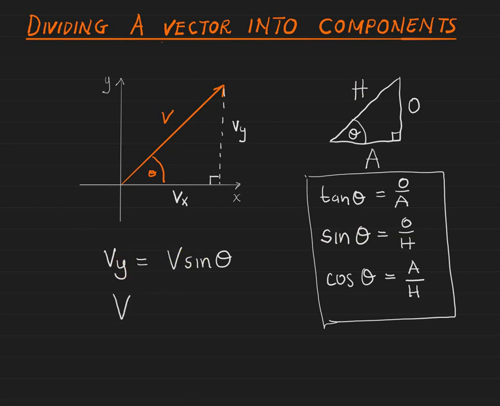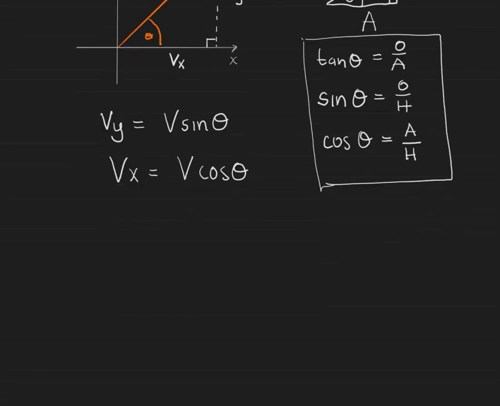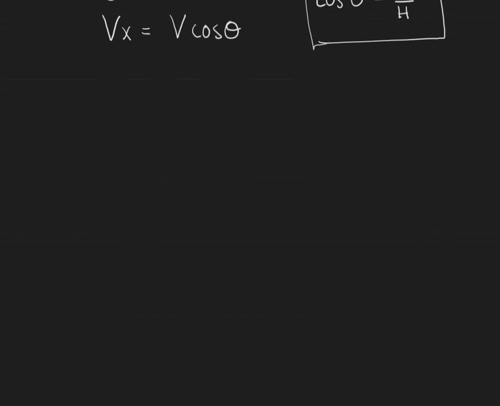For Vx, similarly, you're going to get Vx being equal to V cosine theta, and I'm using the last ratio here to get that. So that's as simple as it gets, but we can look at an example.